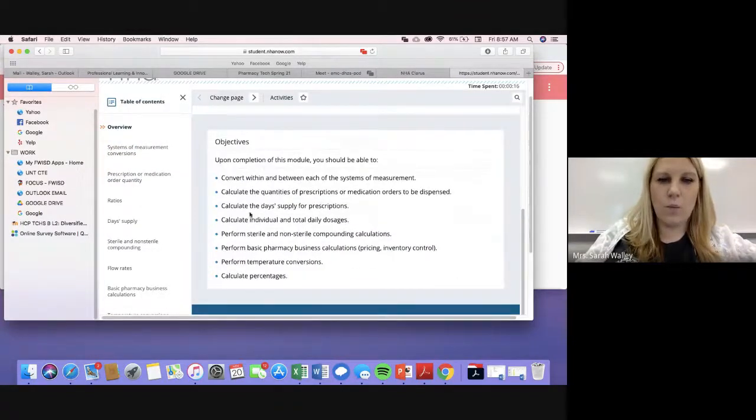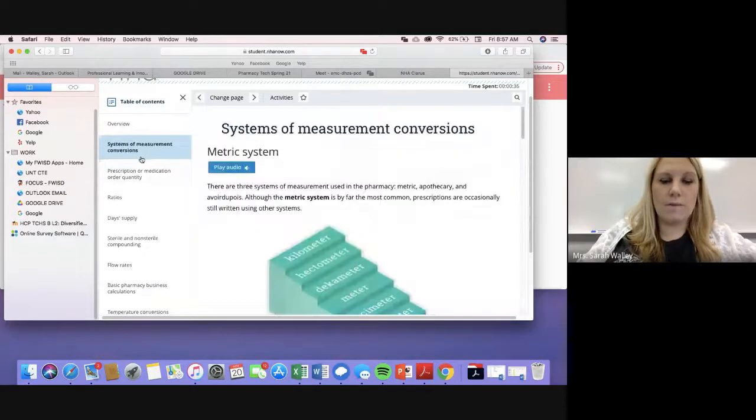It's going to talk about how to convert within and between each system of measurement. I'll say if you could do ratio and proportions, like set up a ratio and proportions problem, you will be able to do most of the math, and most of y'all know how to do that already. But it'll go through it.